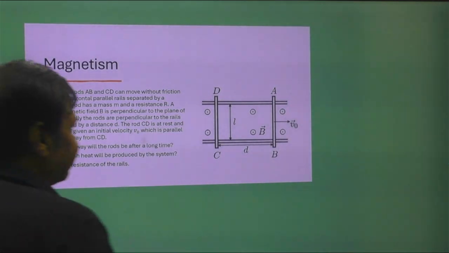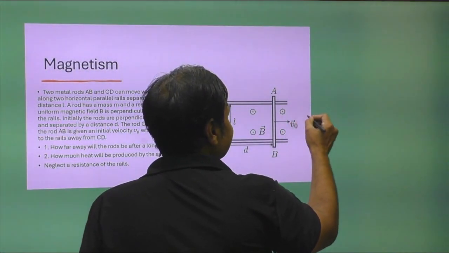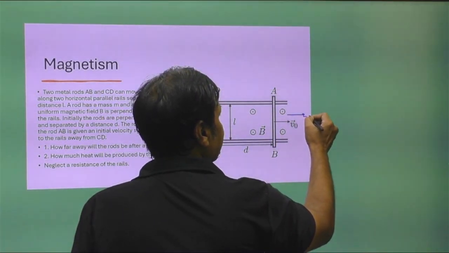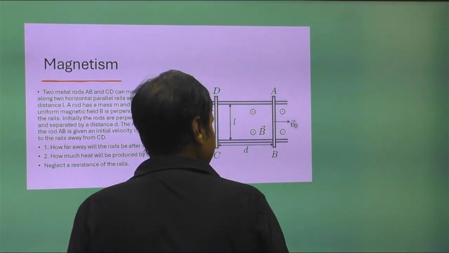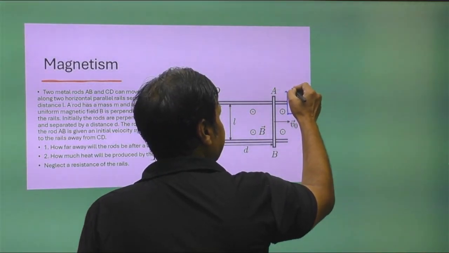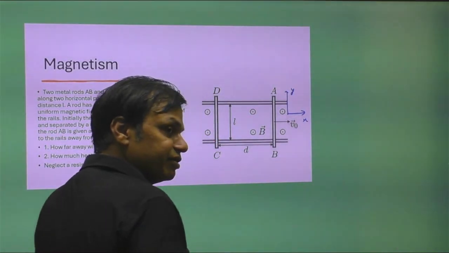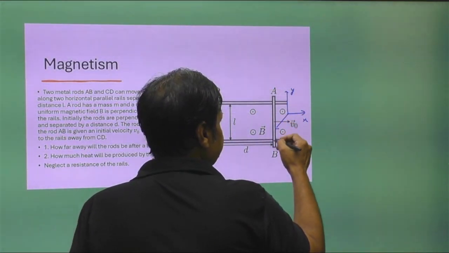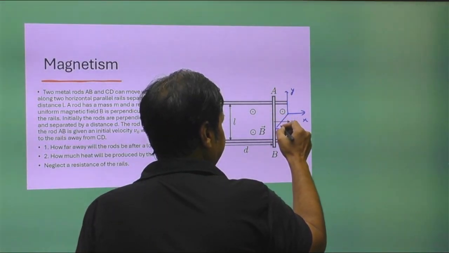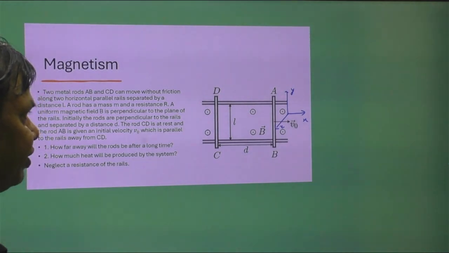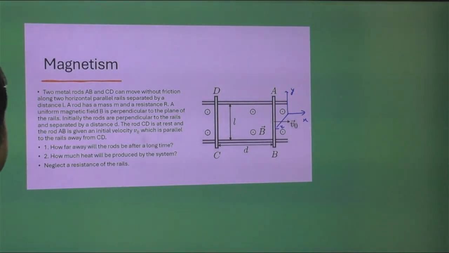Why not take this x-axis? Take your y-axis perpendicular to the x-axis but within the plane, and the z-axis just outside, normal to this plane. So the magnetic field is along the z-axis, and the velocity V0 is towards the x-axis.